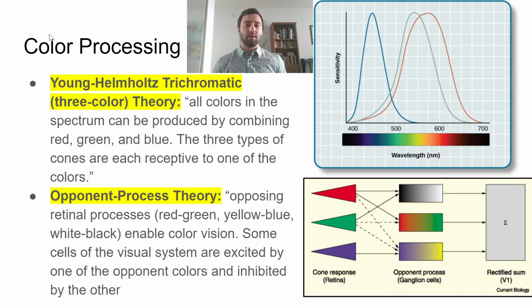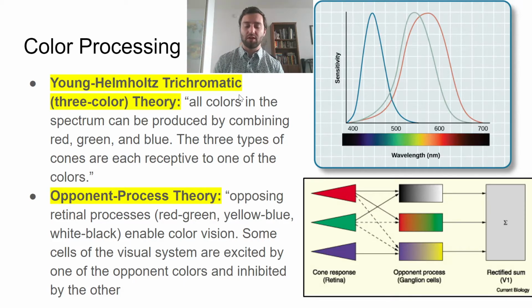One is called the Young-Helmholtz trichromatic theory, or the three-color theory. You will need to know the names of these theories, by the way. This is a little tough part to remember, but you do need to know these. The trichromatic theory is that all colors in the spectrum can be produced by combining red, green, and blue. Red, green, and blue are the three types of cones that we have. So the three types of cones are each receptive to one of the colors.